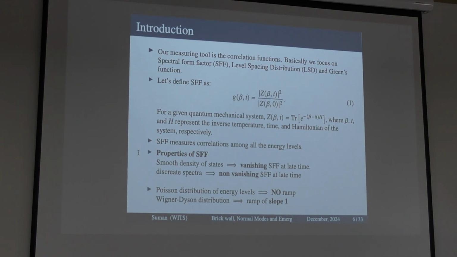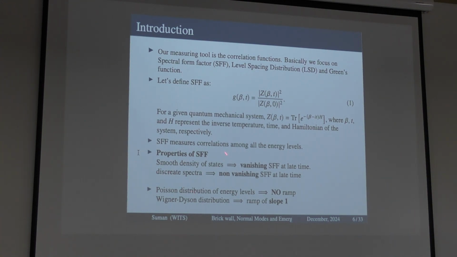So, as our main measure, let's define the spectral form factor. It's defined by this equation 1, where Z(beta, T) is the partition function, where beta is analytically continued to beta plus iT, where beta is the inverse temperature, T is time, and H is the Hamiltonian of the system. So if you know the spectrum, you can in principle compute the partition function and its G.